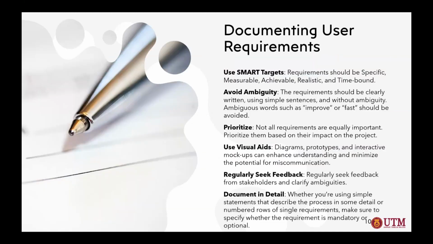Next, after you got your user requirements, what must we do? You already collect everything, so now what must we do? This one you must use SMART targets. What is SMART? Specific, measurable, achievable, realistic, and time bound. For this part, you can give your idea, but you must discuss with your supervisor.